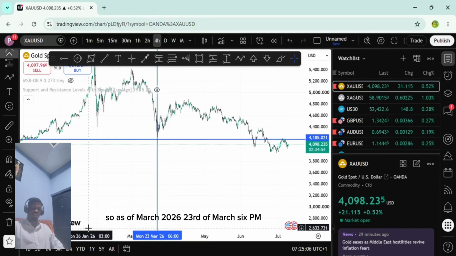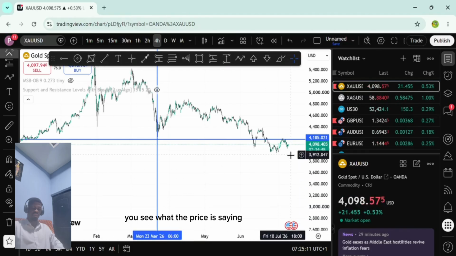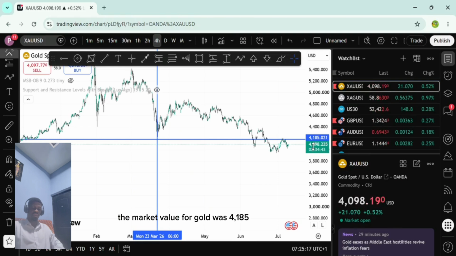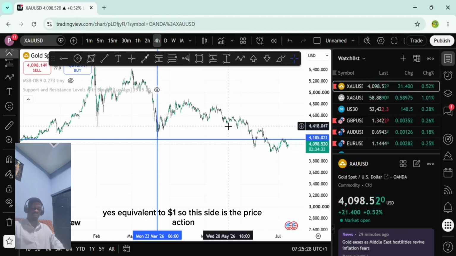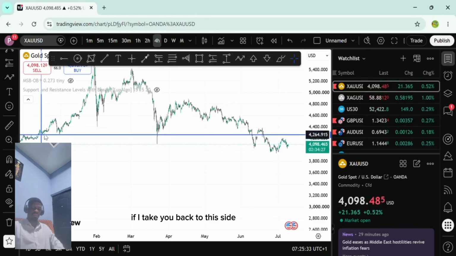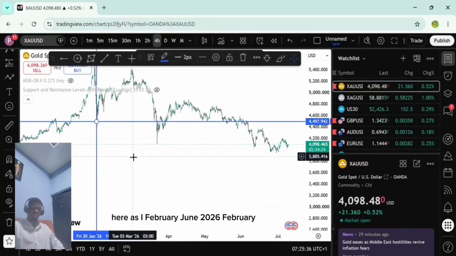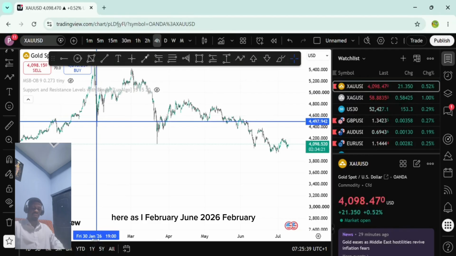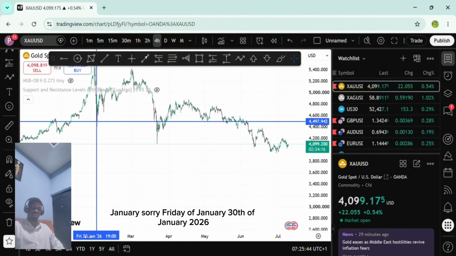So as of March 2026, 23rd of March, 6 p.m., you see what the price is saying. The price is telling you that as at then, the market value for gold was 4,185, equivalent to $1. So this side is the price action. If I take it back to this side, I want to know what the market is saying here, as of Friday, 30th of January 2026.